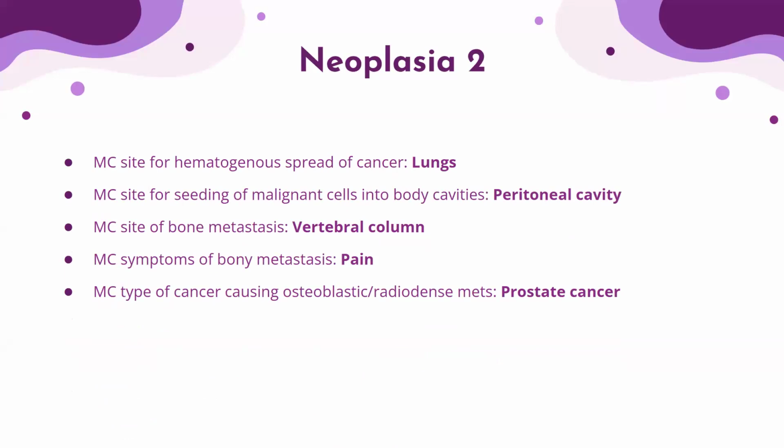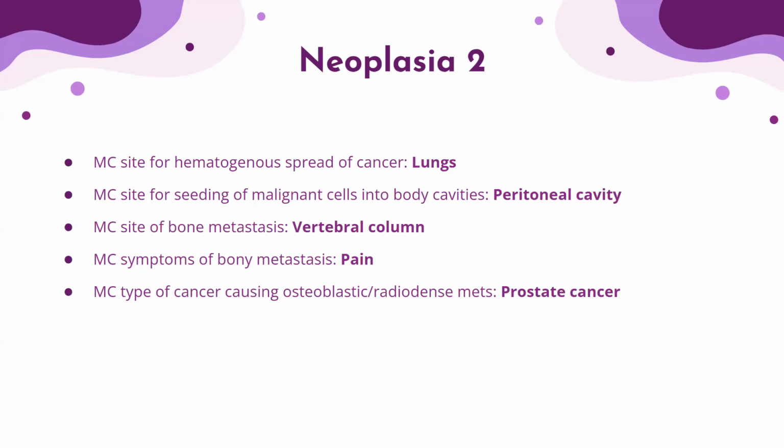The most common site for seeding of malignant cells into body cavities is the peritoneal cavity, just because it's so expansive. The most common site of bony metastasis is in the vertebral column. The most common symptom of bony metastasis would be pain. And the most common type of cancer that causes osteoblastic or radiodense metastasis is prostate cancer.